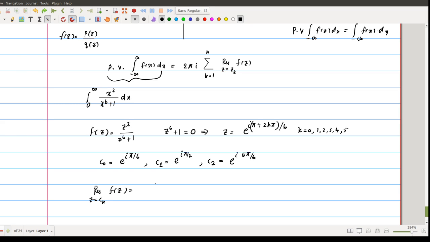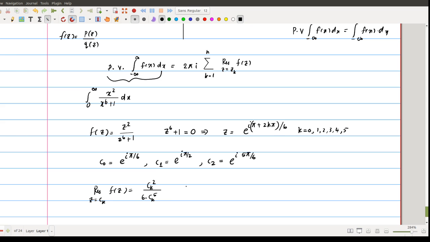So in order to evaluate this residue, we evaluate z squared divided by the derivative of the denominator, that is, we evaluate the derivative numerator at the point ck, so that will be 6 times z raised to 5, that is ck raised to 5.